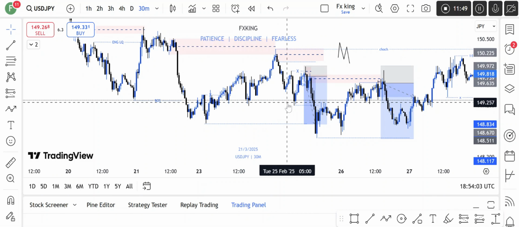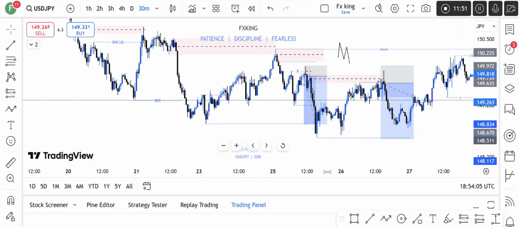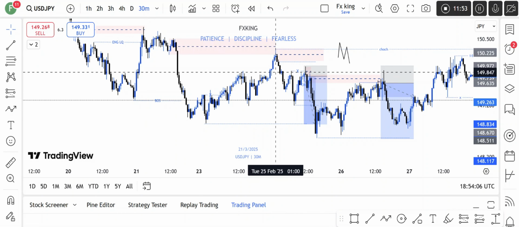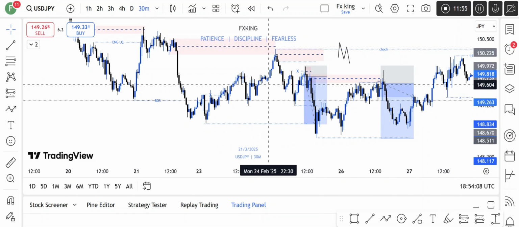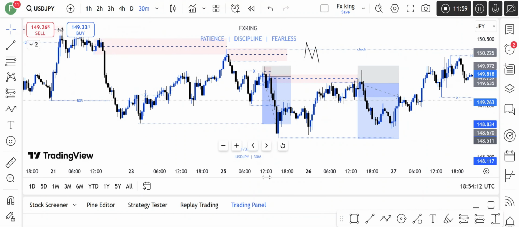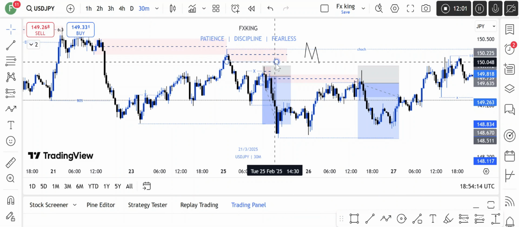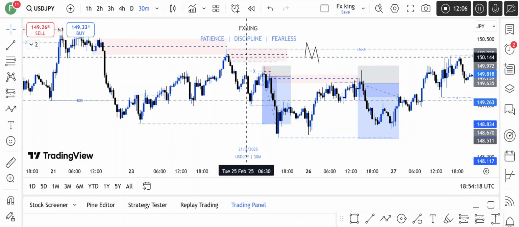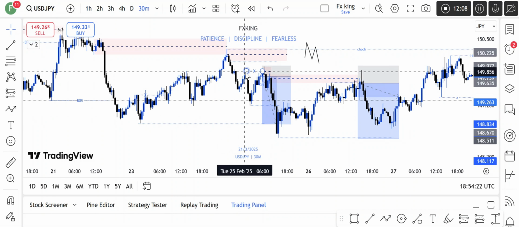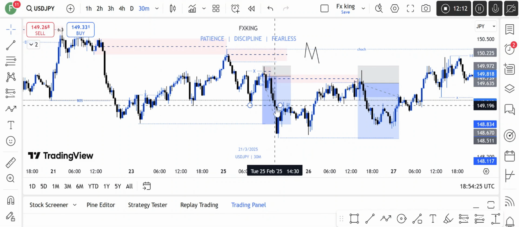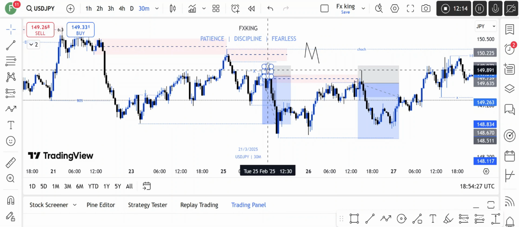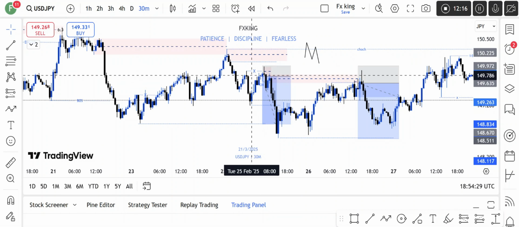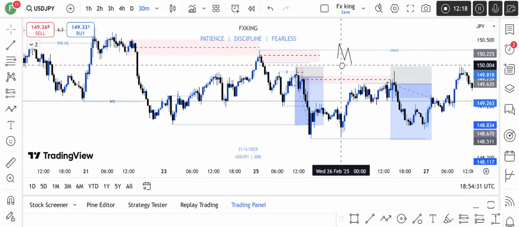Now, when the market tapped into this zone, I was still sleeping. I sleep a lot. There was a small change of character within here on the smaller time frame. When I saw that the market had already tapped into this zone and left me behind, I was looking to trade off this zone. But when the market came up to this zone, instead of just continuing to the downside, it swept this zone.